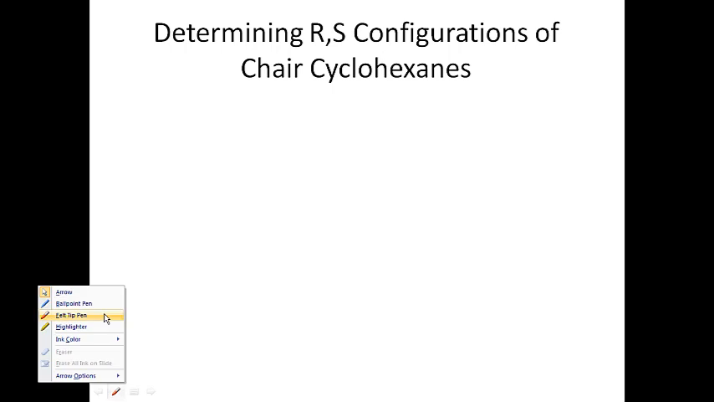Okay, so now that we've learned how to determine R and S configurations for simple tetrahedra that are drawn like this, there are a number of other variations on drawing chiral carbons that we need to determine R and S configurations for. And we'll start with, how do you determine R and S configurations of chair cyclohexanes?